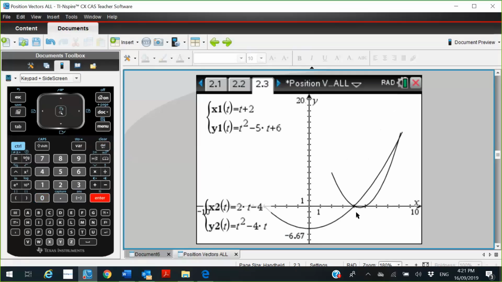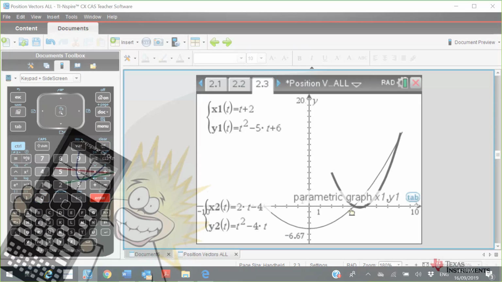So we see that the paths are crossing at x equals 4, y equals 0, and also at this point up here as well. But at this point they collide because they're at the same time. This point their paths just cross.